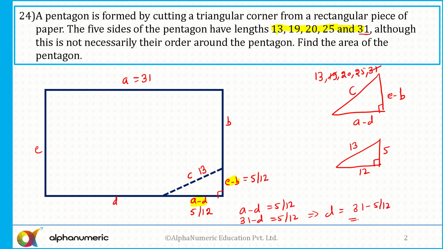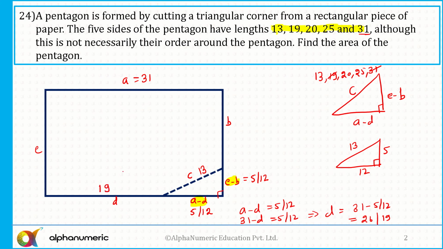So there are two possible values of D. 31 minus 5 is equal to 26, and 31 minus 12 is equal to 19. But among the five sides given to us, like 13, 19, 20, 25, 26 is not present, but 19 is present. So I can say D is definitely equal to 19, and this length of the pentagon is 19.